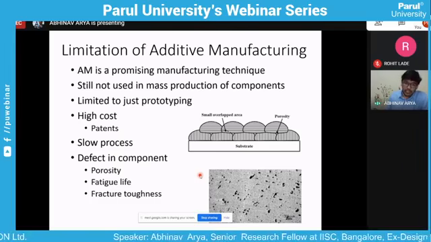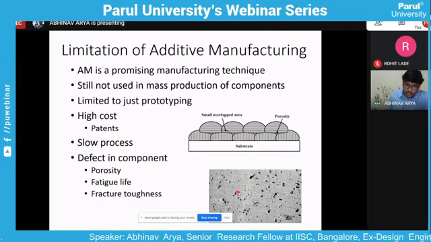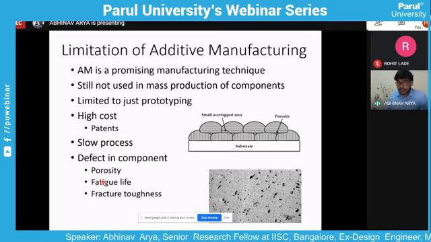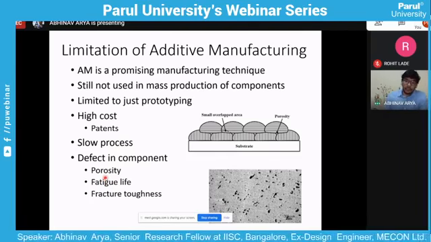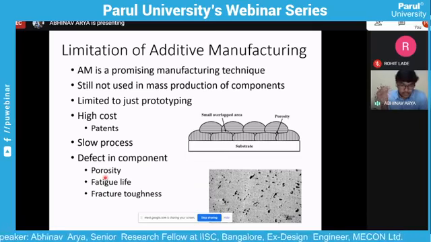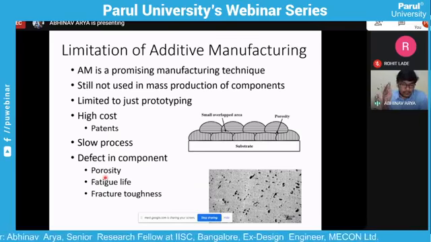They can reduce the fatigue life. Because of these porosities, the fatigue life can be reduced, and the fracture toughness can be reduced. So all these things will reduce the mechanical behavior of our material.